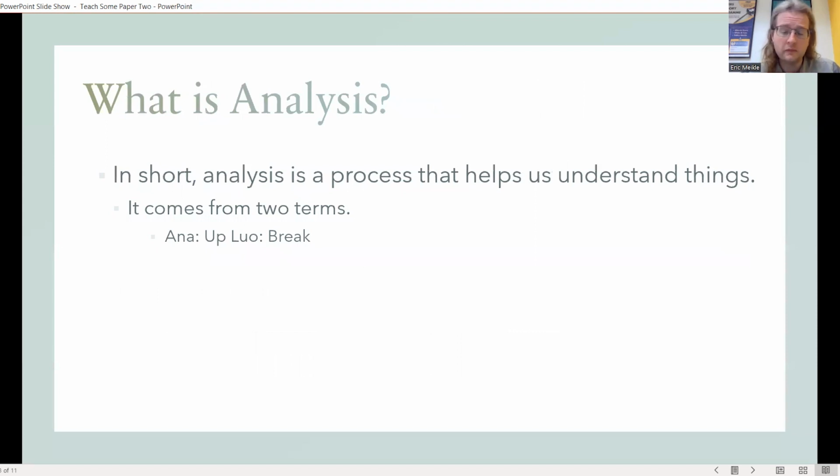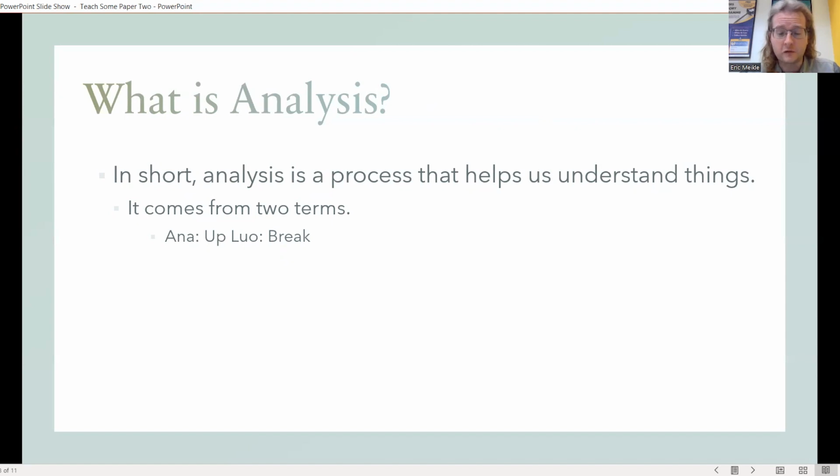It comes from two Greek words that are simple to understand once we identify them. Analysis is a form of hermeneutics. It's a way of understanding something, interpreting something. And analysis comes from two words in Greek, ana, which means up, luo, which means break. We break something apart to better understand it.